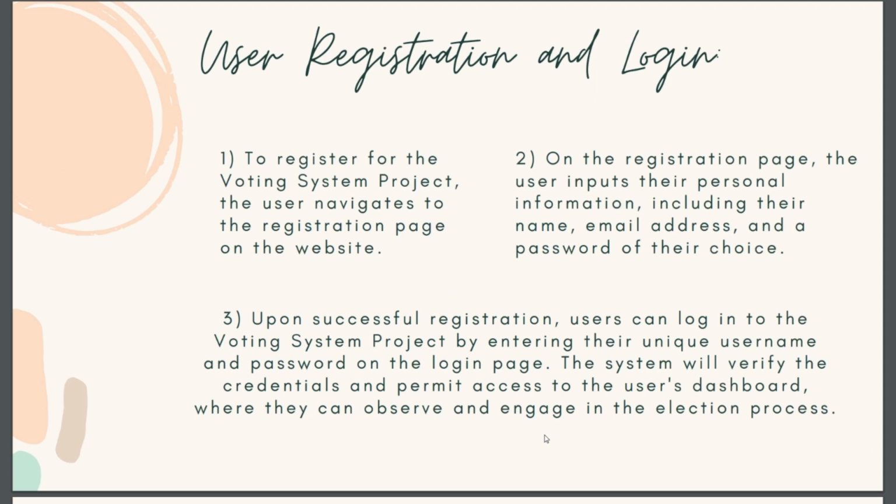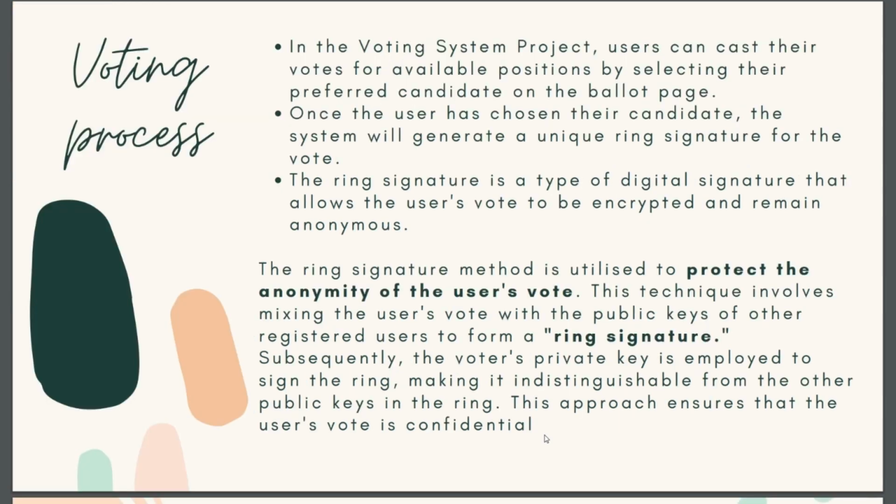Now, talking about the user registration and login on our website, it is very simple to register for the voting system project. The user will be navigating through the register page on our website. On the registration page, they'll have to input their personal information that includes their name, email address, and password. Upon successful registration, users can log into their voting system and cast their votes for the different positions that are open.